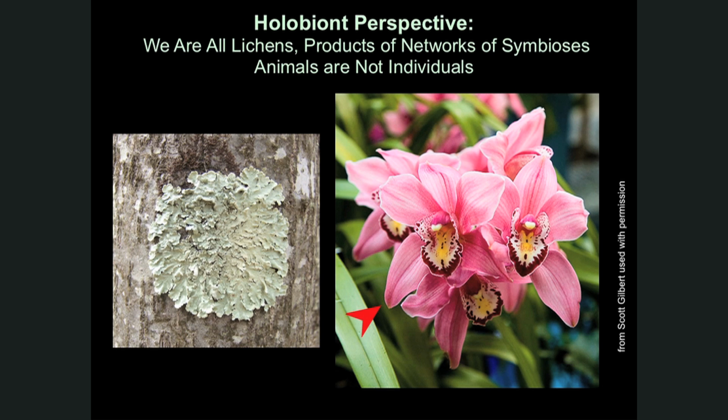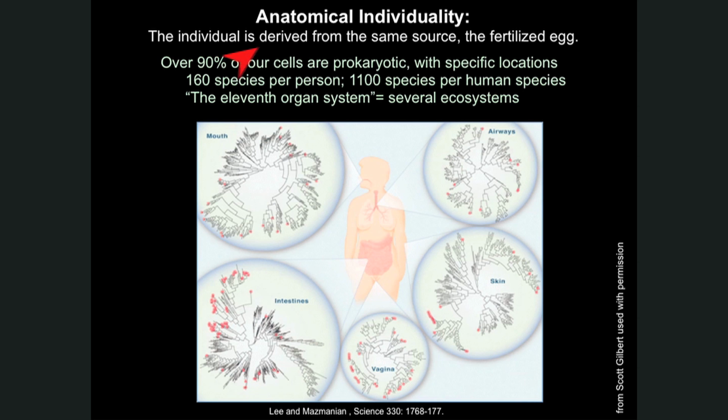And here's an orchid. The orchid has a fungal symbiont colonize it as it germinates to supply the embryo with its carbon source and vitamins until it's able to photosynthesize. The individual is derived from the same source, the fertilized egg. Well, the holobiont research says, no, that's not true.